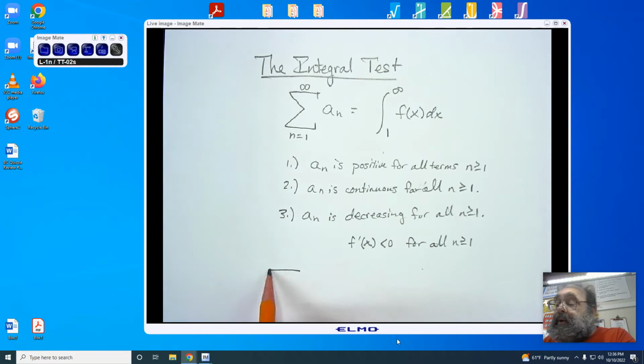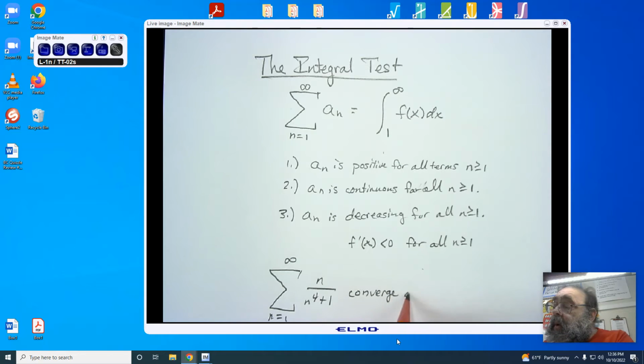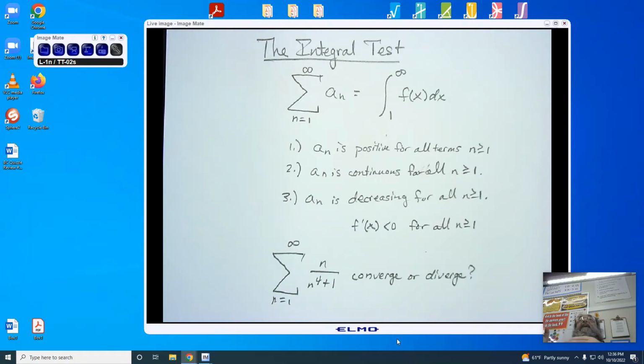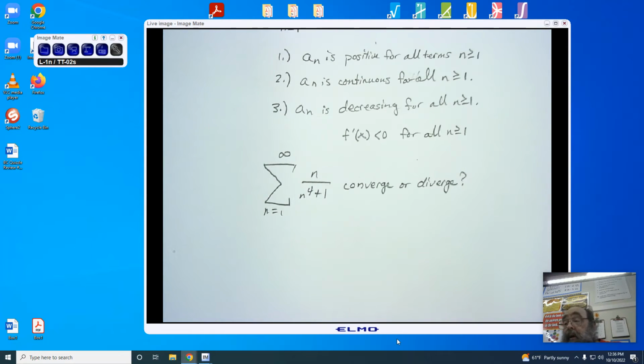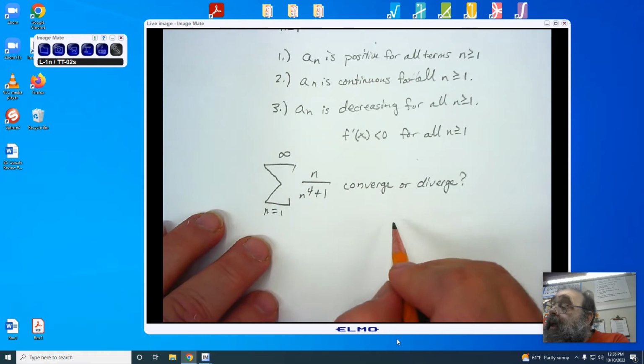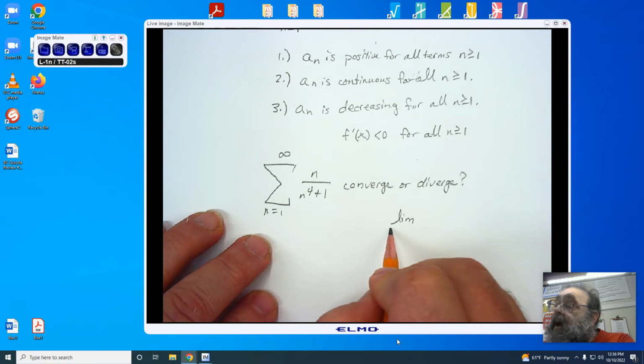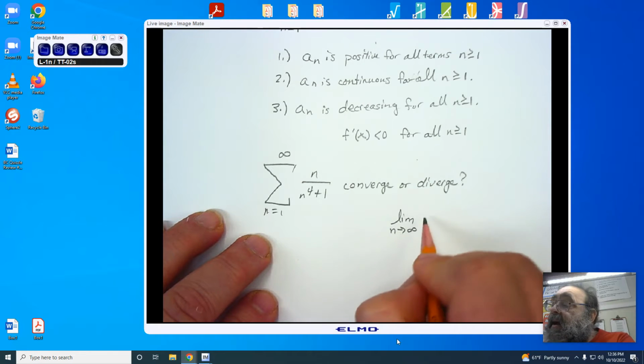We're just going to start with the summation n equaling 1 to infinity of n divided by n to the fourth plus 1. And the question is, does this converge or diverge? Now, the first thing we have to do is make sure that we can use the integral test. The very first thing that I want to do is check and make sure that my limit as n approaches infinity is equal to 0. After all, if it doesn't, then I immediately stop and I say, I am looking at a divergent situation.